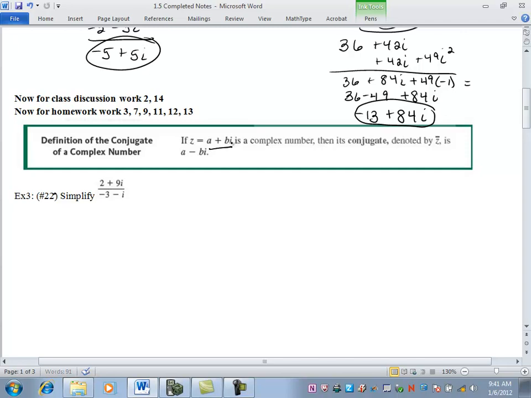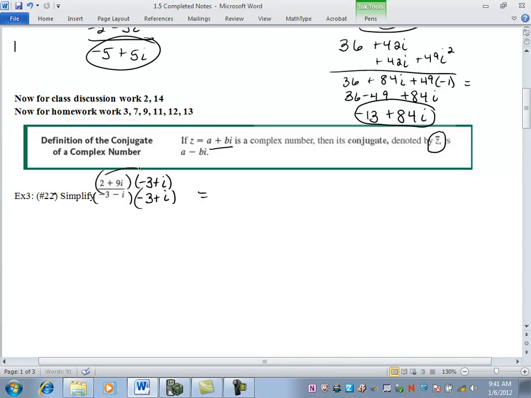Now, we do not want i's in our denominator, and so to get rid of that, we have the complex conjugate. If we have a number a plus bi, its conjugate, which is denoted by z bar, the complex conjugate, is a minus bi. So how's that going to work? Well, we're going to multiply top and bottom by -3 plus i.